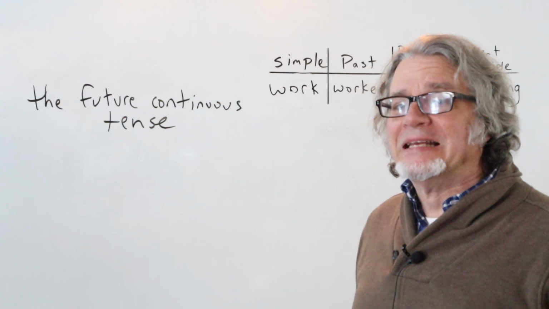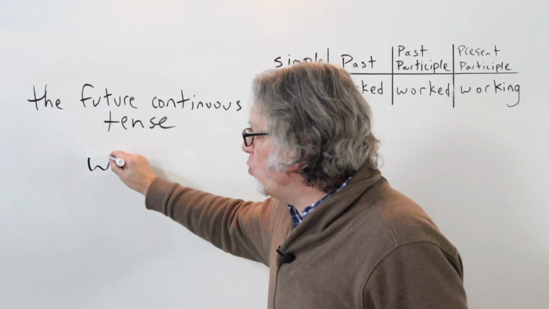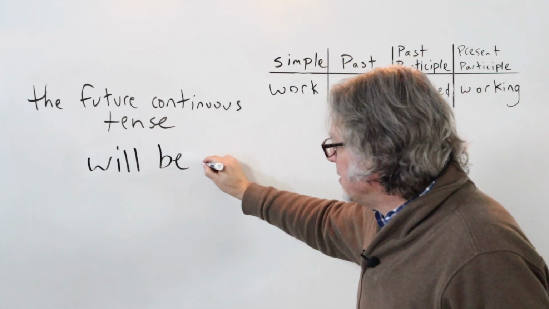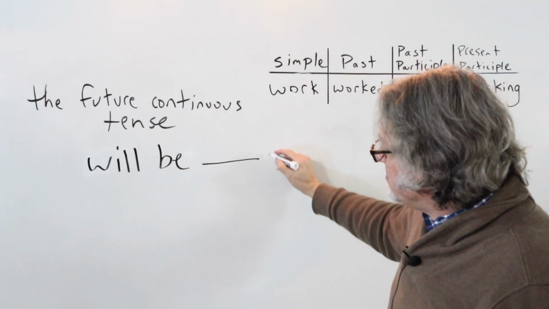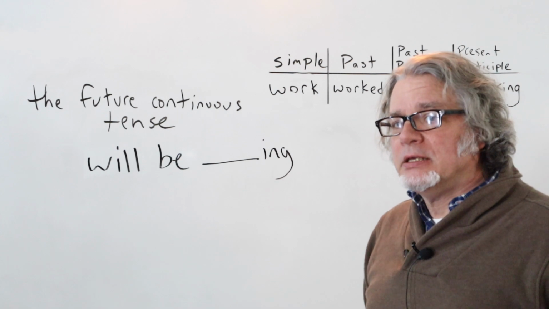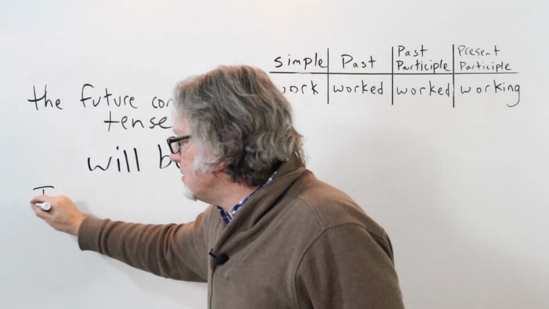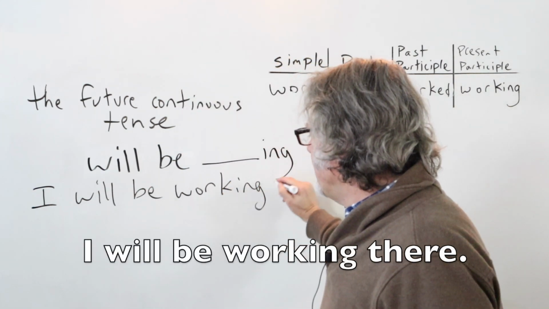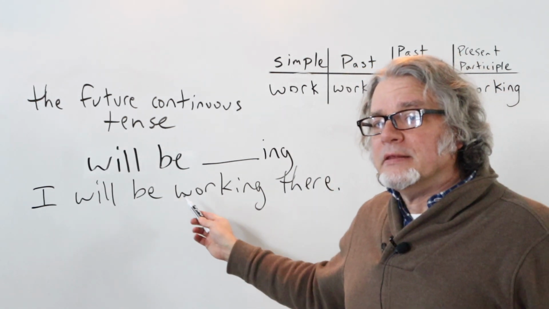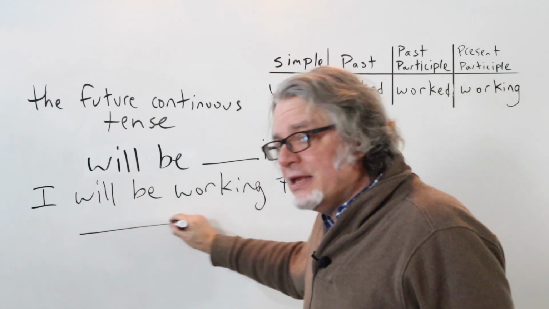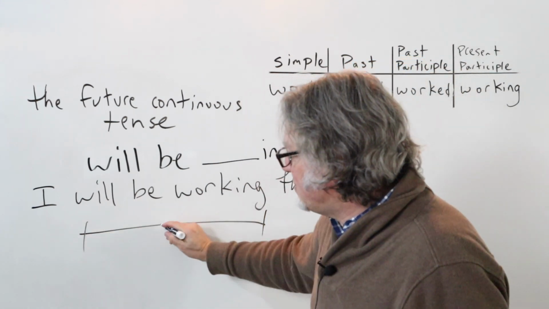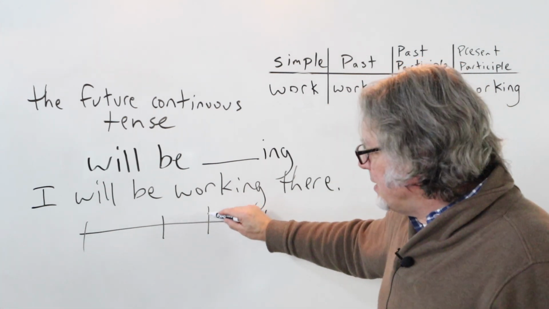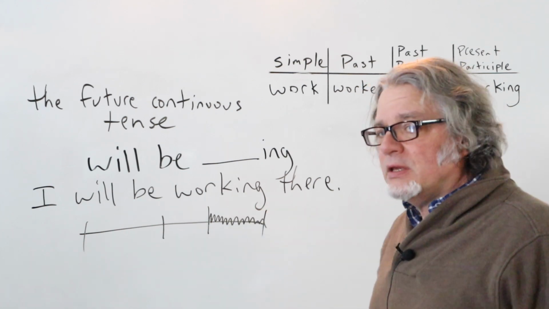To form the future continuous tense, use will, then be, and then the main verb would be in the simple form, but add ing. So in this case, I will be working there. This is a continuous activity in the future. So if this is now, something starts later in the future and it continues into the future.